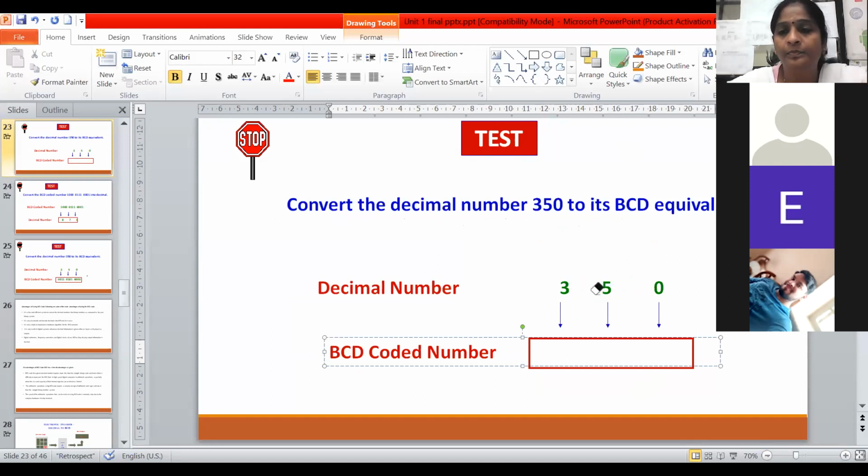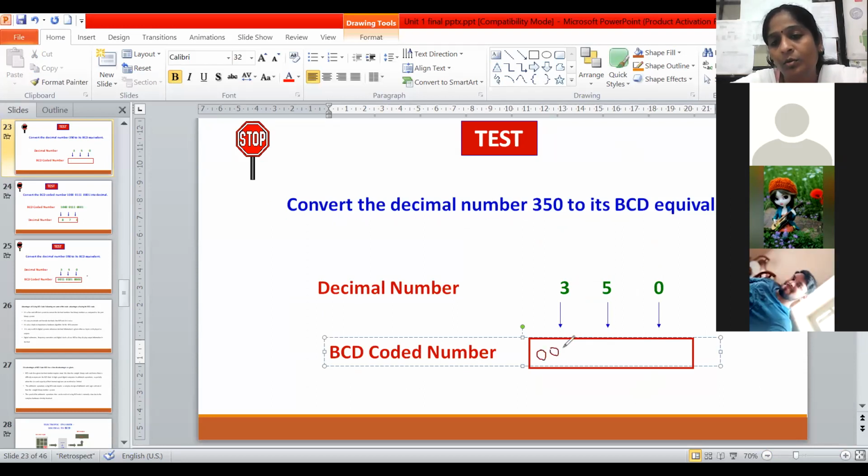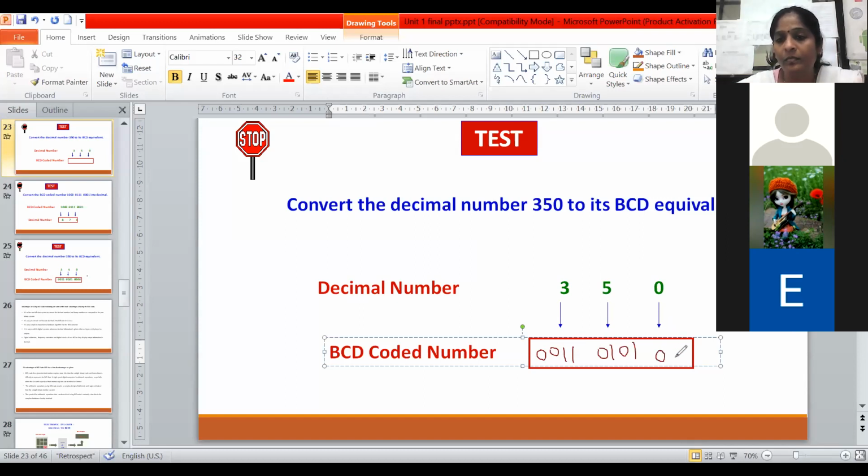Just tell me. 0 0 0 0 1 1 0 1 0 1 0 0 0 0 0 1 0 1. First tell me for 3. 0 0 1 0 1 0 0 1. Yes, very correct. What about 5? 0 0 1 0 1 0 1 0 1. Very correct. Last, 0. 0 0 0 0. Yes, very correct.